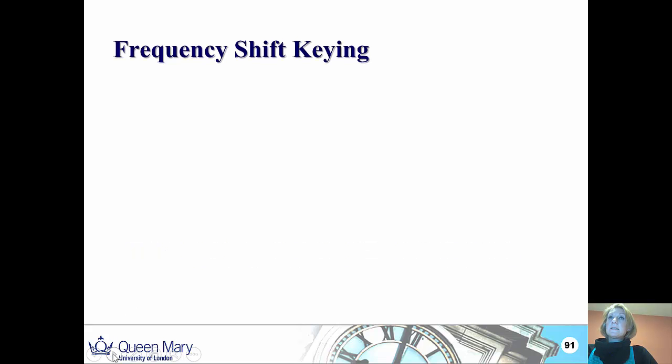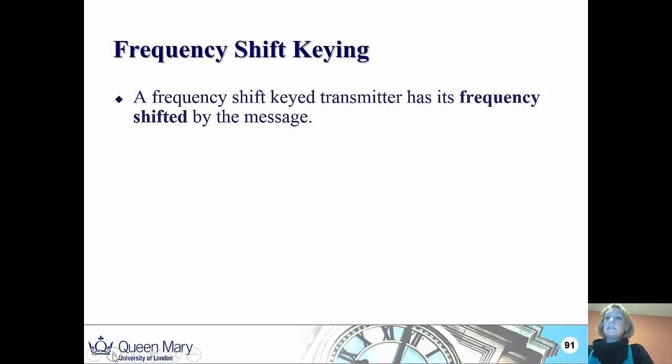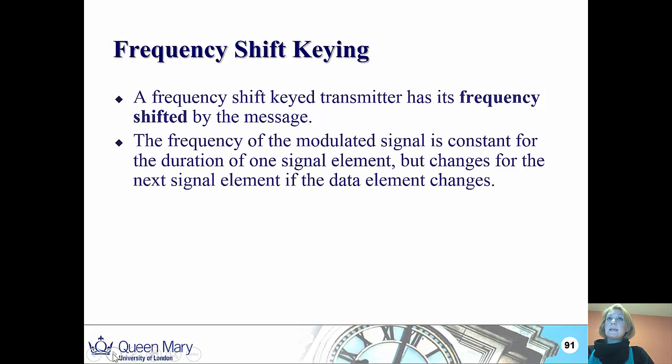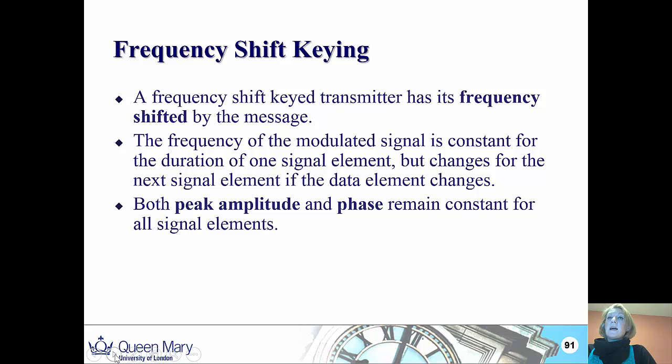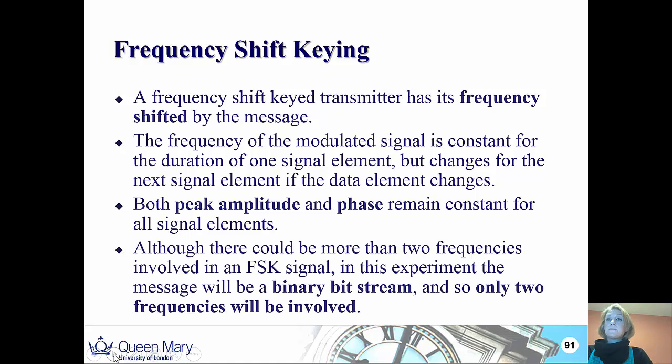So frequency shift keying. So a frequency shift keyed message has its frequency shifted. Okay, so the number of waves in a second. So the frequency of the modulated signal is constant for the duration of one signal element, but changes for the next signal element if the data changes. So whenever we're changing between the ones and zeros being transmitted, the frequency of the signal will also change to represent that information. The amplitude and the phase will remain constant, so it's just the frequency which is being adapted.